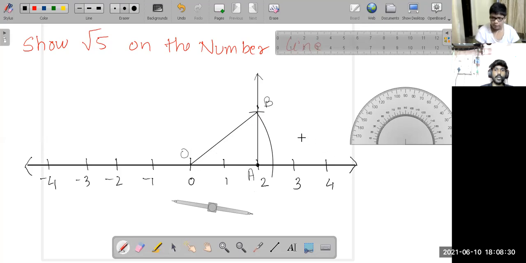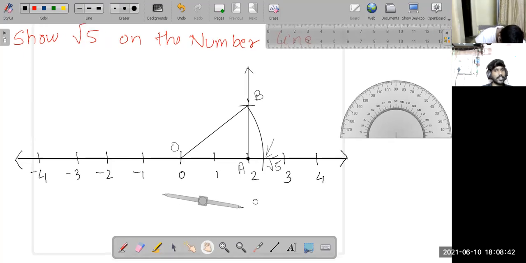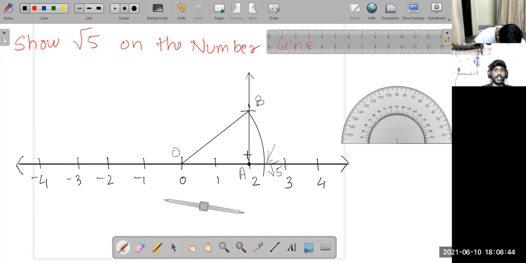Done, sir. Now, the arc at the point where it cuts your number line, that point will be root 5. Yes, and this you can check by Pythagoras theorem. We can check. Done? Look here now.